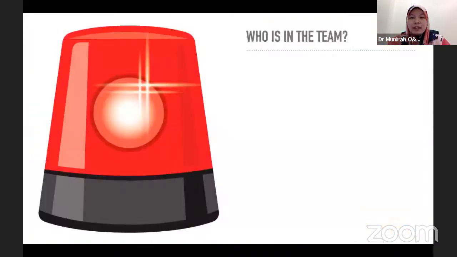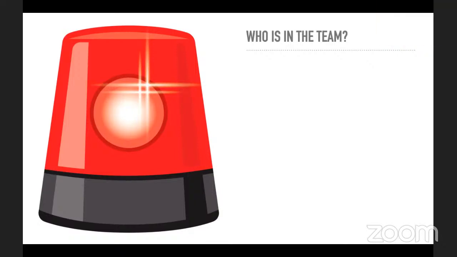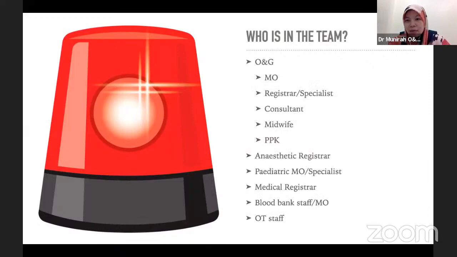So who will respond to the red alert? It is quite a big team because we need to get things going very quickly. It's slightly different from the code blue, where I think you have 3 persons from each unit. When the red alert is triggered, all of these personnel will respond. First of all, from the ONG team, it will be the MO, the medical officer, the registrar or the specialist, the midwife and also the PPK. The consultant will be called as well, but this is called separately. On top of that, there will be the anesthetic registrar, the pediatric MO or specialist, the medical registrar on call, and the blood bank MO will have to be on standby, and also the OT staff will need to stand by.